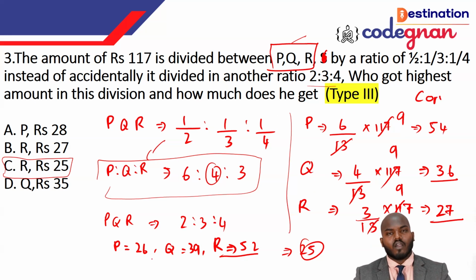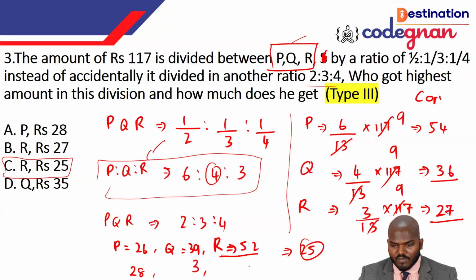If you do it for the wrong value, P will give you the value 26, Q will give you 39, and R will give you 52. So 26 minus 54 gives you the value 28. And then Q is equal to 39 and here it is 36. If you do 36 minus 39, it will give you the value 3. 52 minus 27, we get the value 25 here.